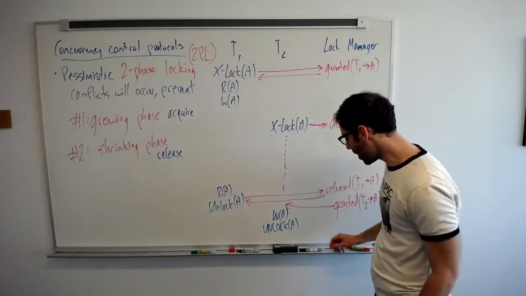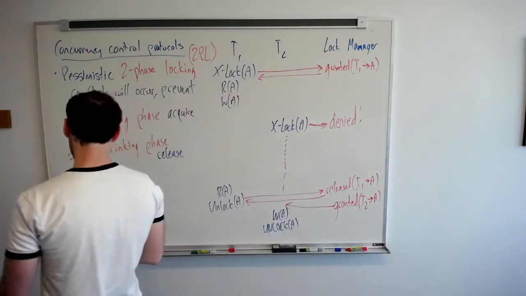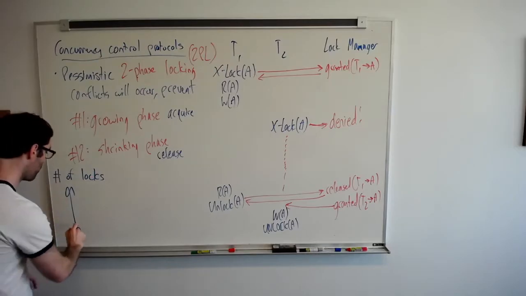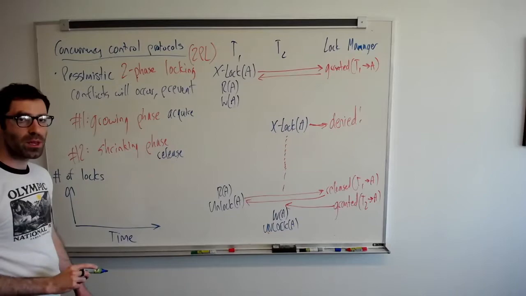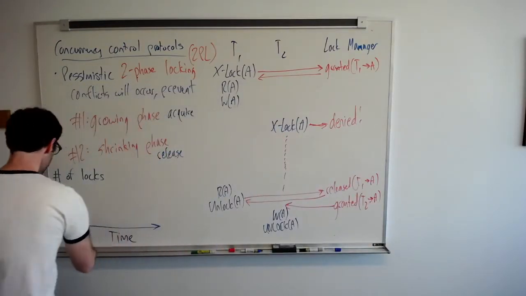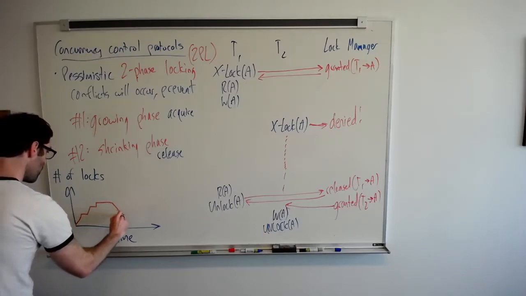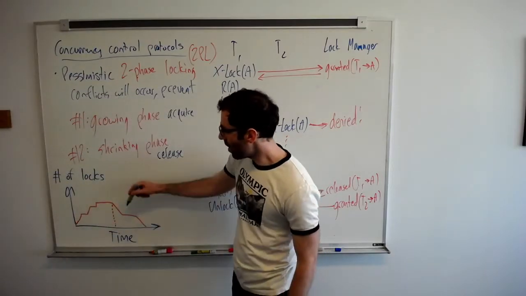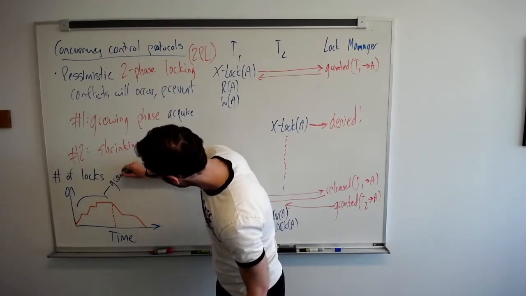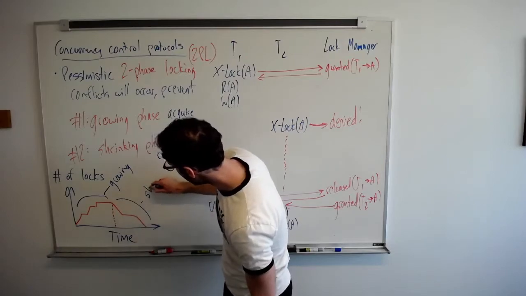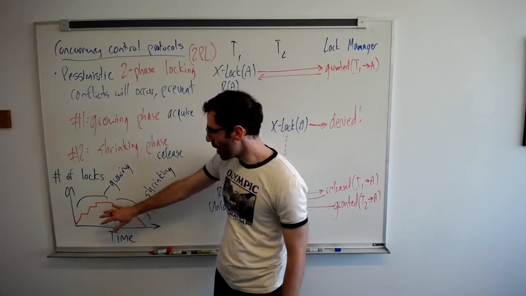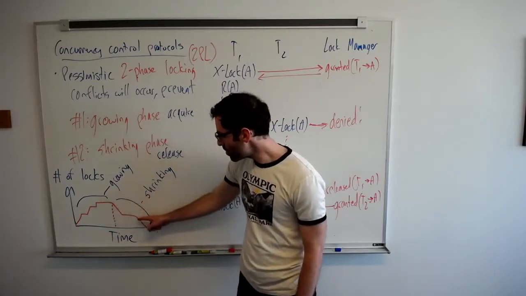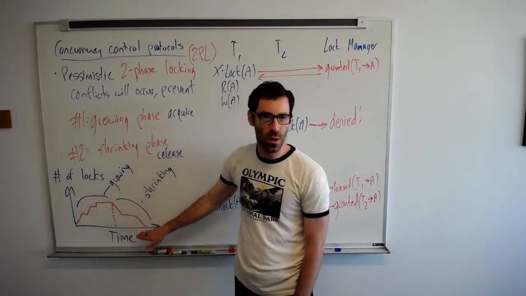So what this looks like in, say, graph form is that if we have number of locks on our y-axis and time here on our x-axis, what we'll see is something like this, where here is our growing phase, and here is the shrinking phase, where our transaction can only acquire locks during the first part of its existence, and then once it starts releasing, the number of locks it holds can only go down. It's not allowed to acquire any more.